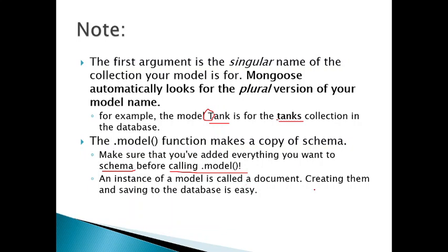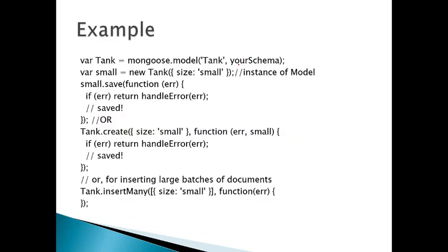An instance of the model is called a document. So creating them and saving to the database is easy. Let's see how. This is an example. We have created a schema, and we are defining Tank as a model. So it will create a database collection with the name tanks, with t lowercase and s at the end. What we are doing is creating a class, and with new we are taking an object of this Tank and passing the value size colon small. So we are passing the value into this model with the name small. If we call small.save, it will actually save this information into the database, into the tanks collection. So it will insert a new document with the size small into the tanks collection.